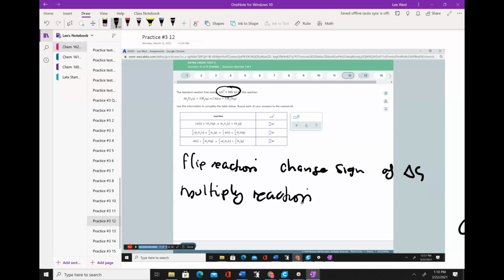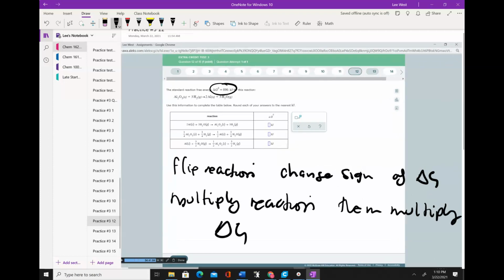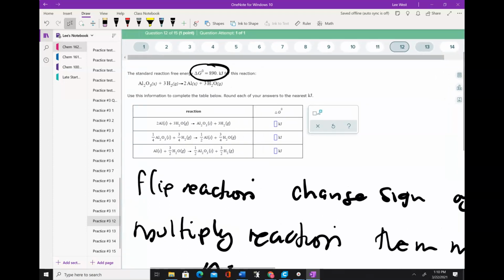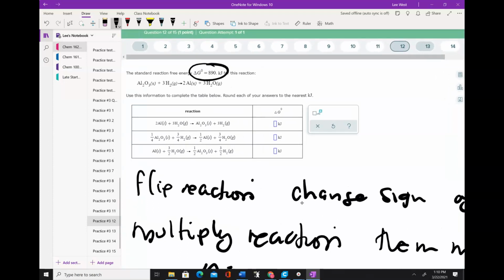And if you multiply your reaction, you guessed it, then multiply your delta G. So let's have a look at the first one. The first one we just plain old flipped it. So that just means we just got to change the sign on the delta G. In the second one, we didn't flip it. We just multiplied everything by a quarter. So that means I've just got to multiply my delta G by a quarter.